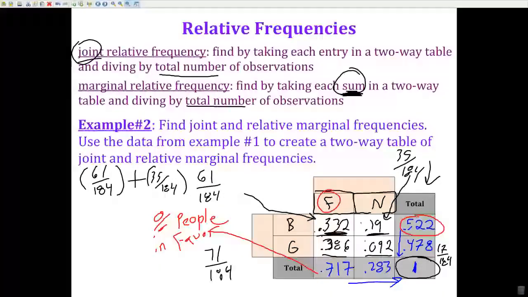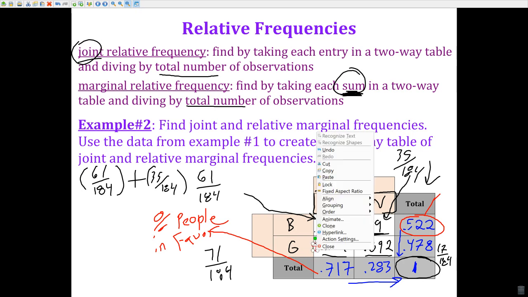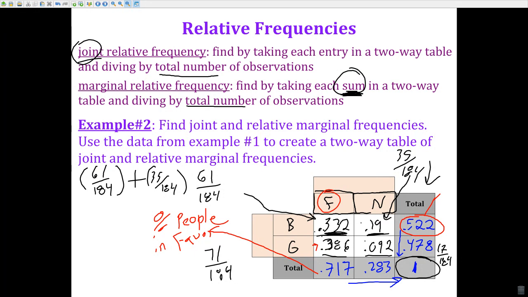Of the voters, 52.2% were boys that voted. That would be what you'd say over on this right-hand column. So you can decipher the different information based off of what we found there.